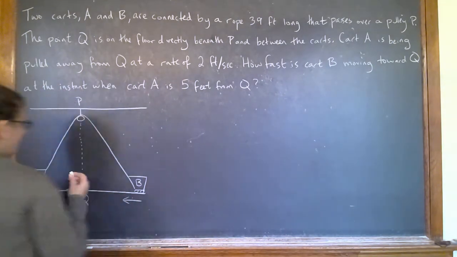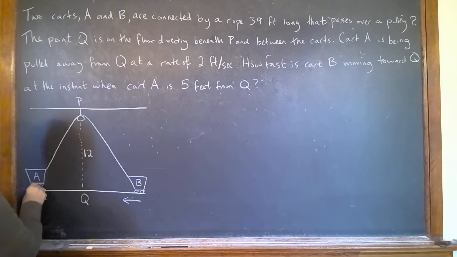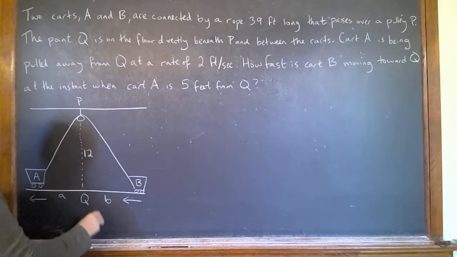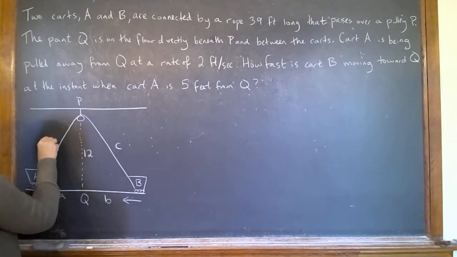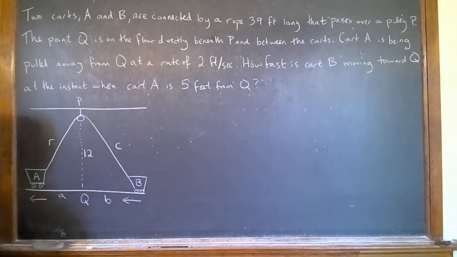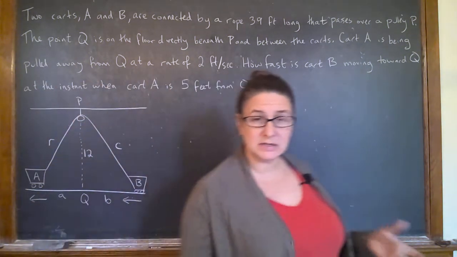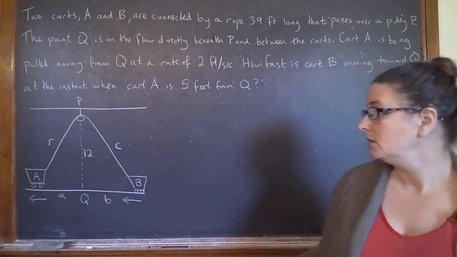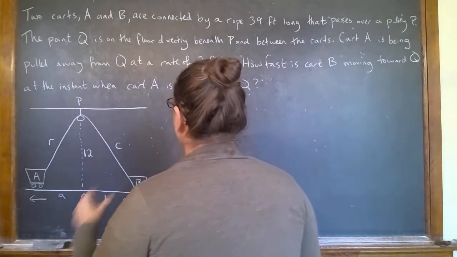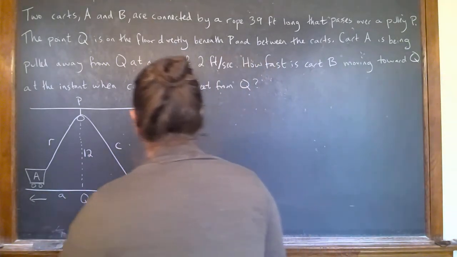Okay, so I need some stuff here, right? This is 12, we know that. And we have to give these lengths names. I'm just going to call this little a and little b for cart A and cart B. This can be C and that can be R. All right, fine, so now I have some variables. And you can see immediately that you've got two right triangles involved here. So before we get to that, let's figure out what it's asking.